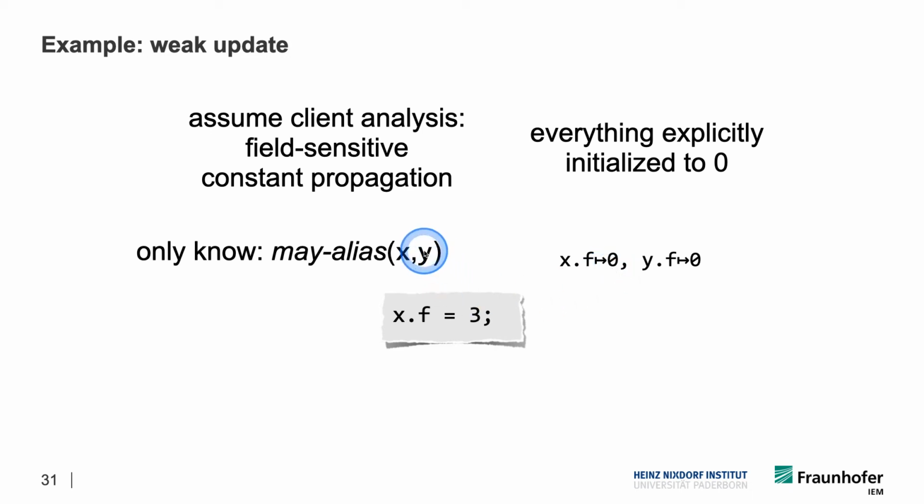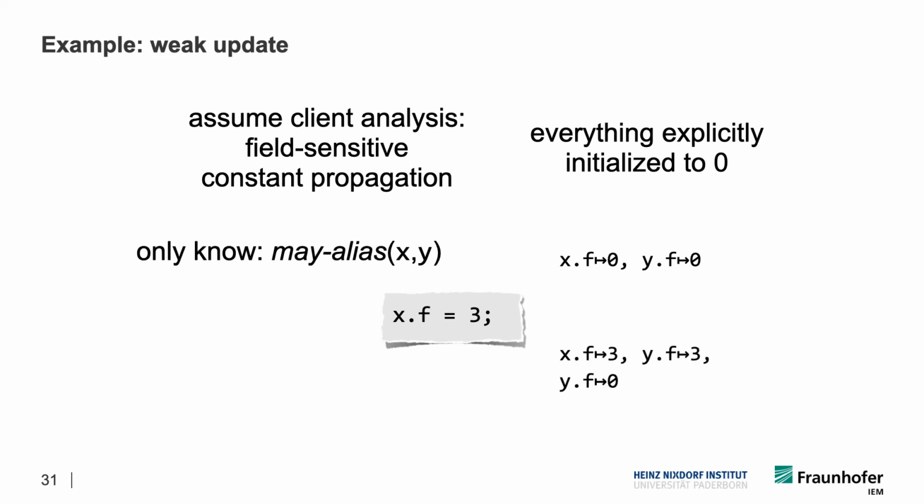But how are things for y? So y.f might be updated. If they actually do alias, if they really do point to the same object, then yes, x.f also needs to be updated to 3, but this may not be the case. It might be that these two variables are pointing to different objects, because we only know that they may alias. And you have to account for that second case as well.